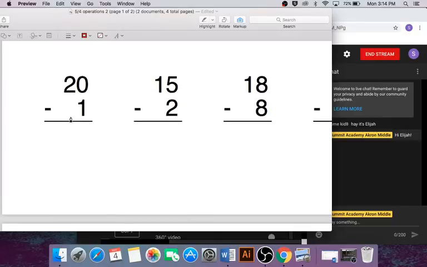Okay, here we have 20 minus 1. Start on the right with 0 minus 1. We can't subtract 1 from 0, so we need to move over and borrow. Our 2 is going to become a 1, because we only take 1 away from it. And our 0 is going to become a 10. Now we have 10 minus 1, and 10 minus 1 is 9. And we move over and we have 1 minus, we have our 0 for our place value. 1 minus 0 is 1. So our answer is 19.